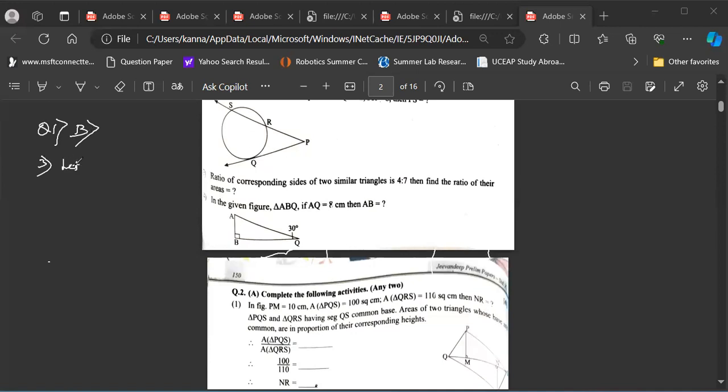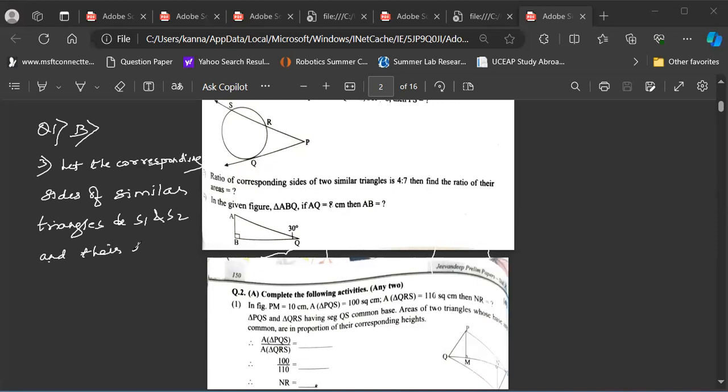So let me write like this. Let the corresponding sides of similar triangles be S1 and S2, and their areas be A1 and A2.